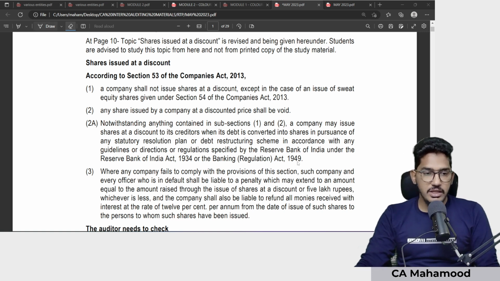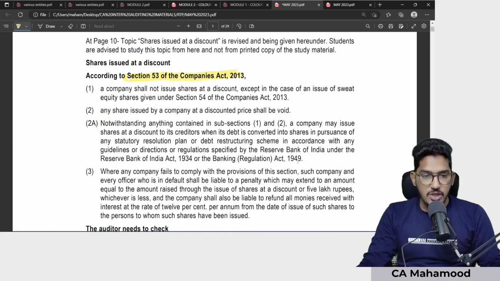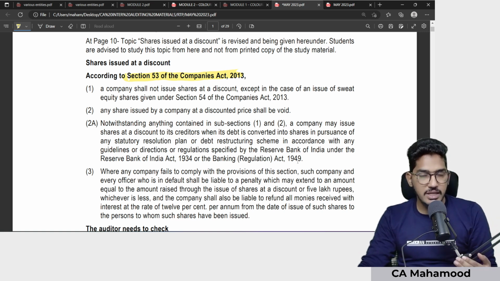The first academic update they have given relates to Section 53 of the Companies Act. Section 53 of the Companies Act is actually talking about issue of shares at a discount. So they have given this Section 53 extract here.